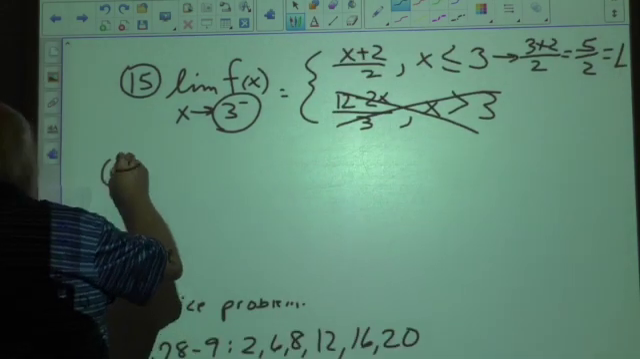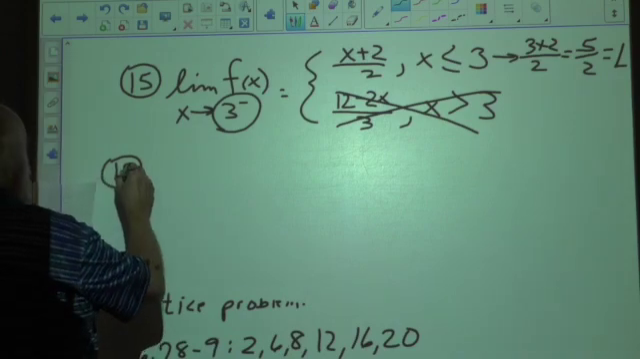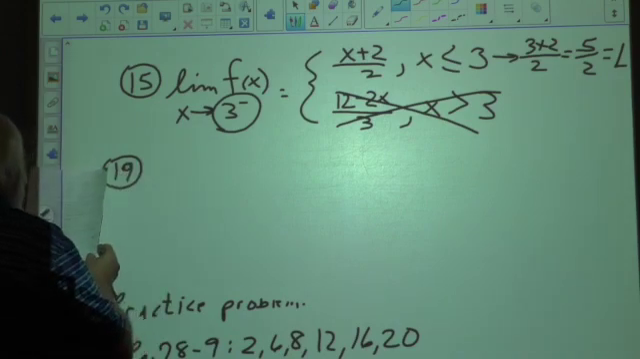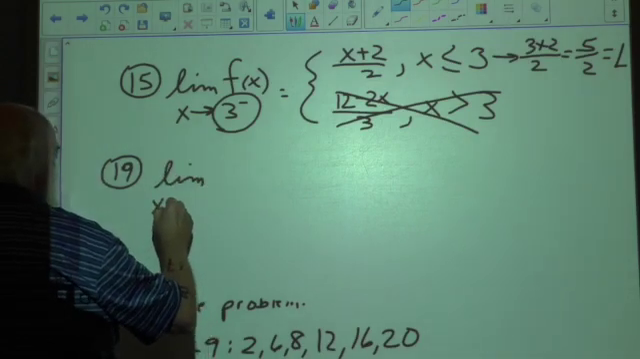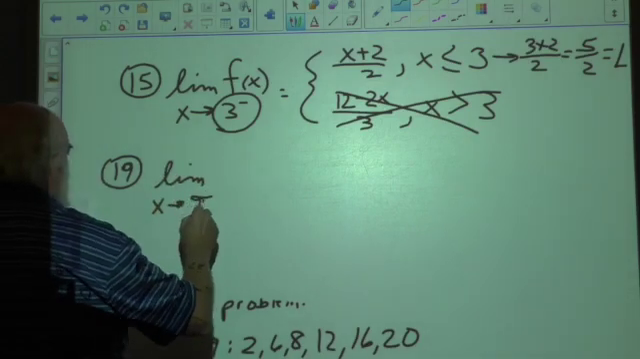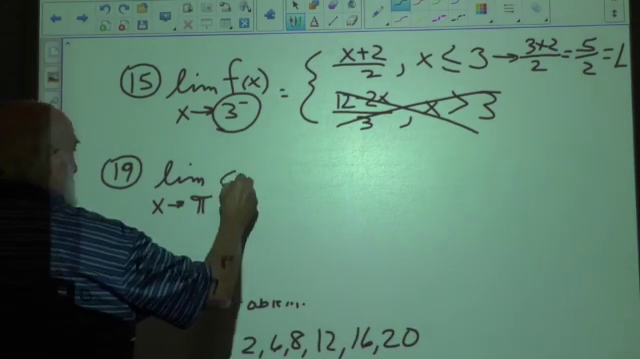Number 19 rather. Sorry. Number 19, we have the limit as x approaches infinity of the cotangent of x.